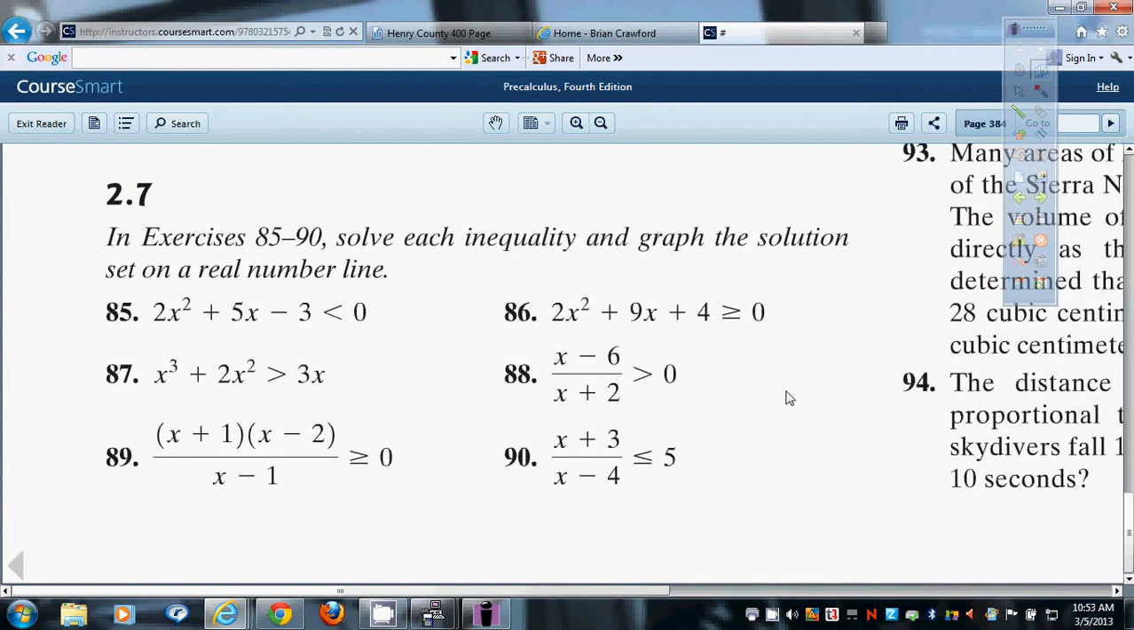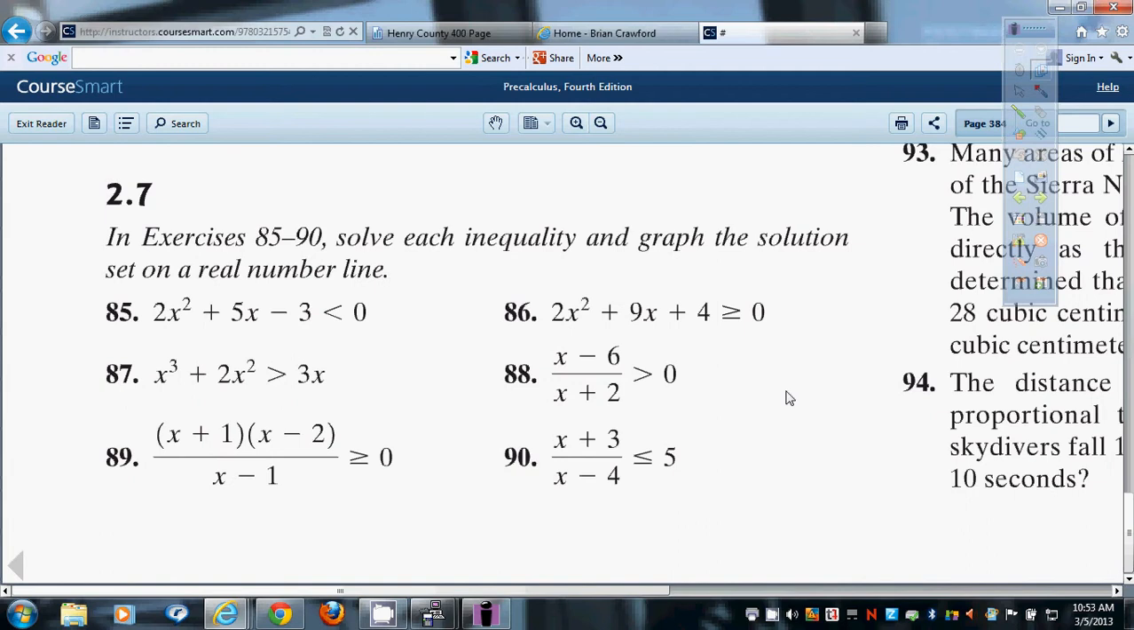Let's look at that one real quick, since it's kind of the quickest. Well, actually, that's the easiest one, I guess. Let's do 87. Let's do 87 together. How many numbers will be on our number line when we're done? 3, the degree, unless there's a double root.